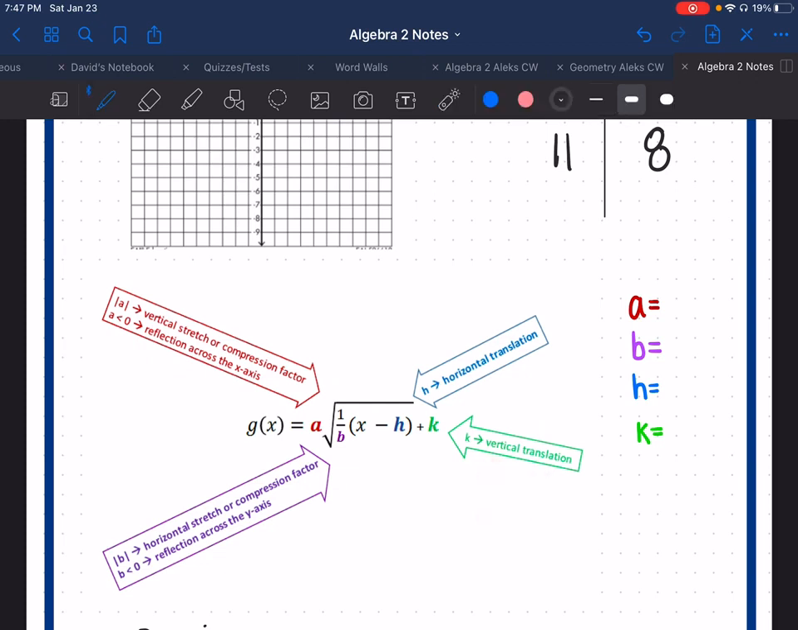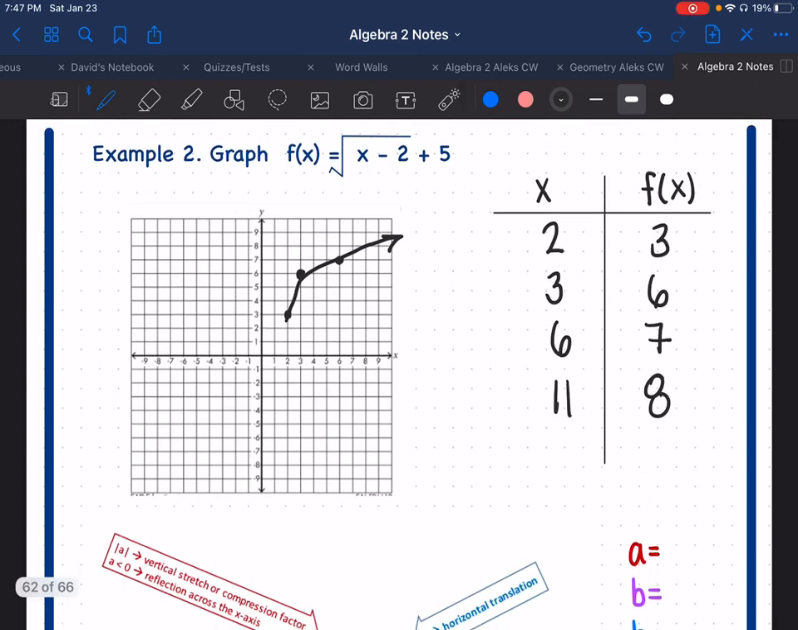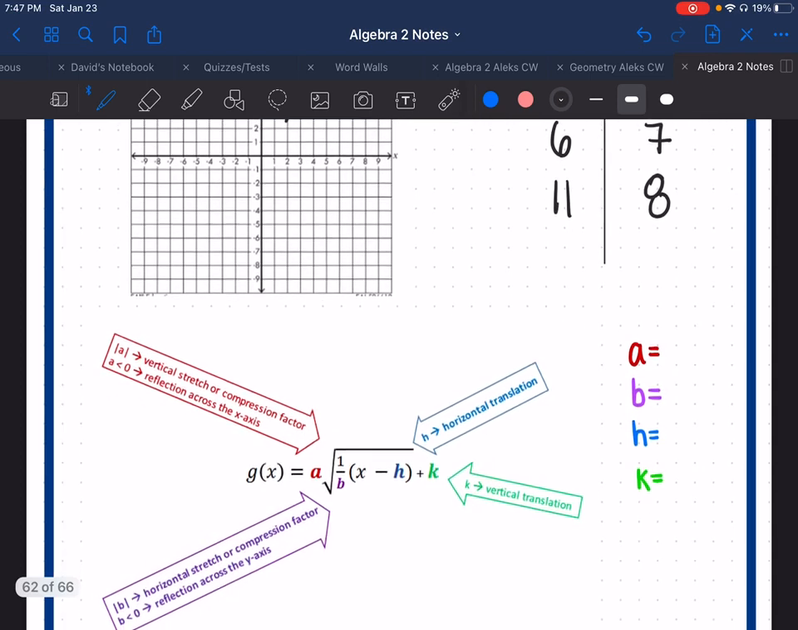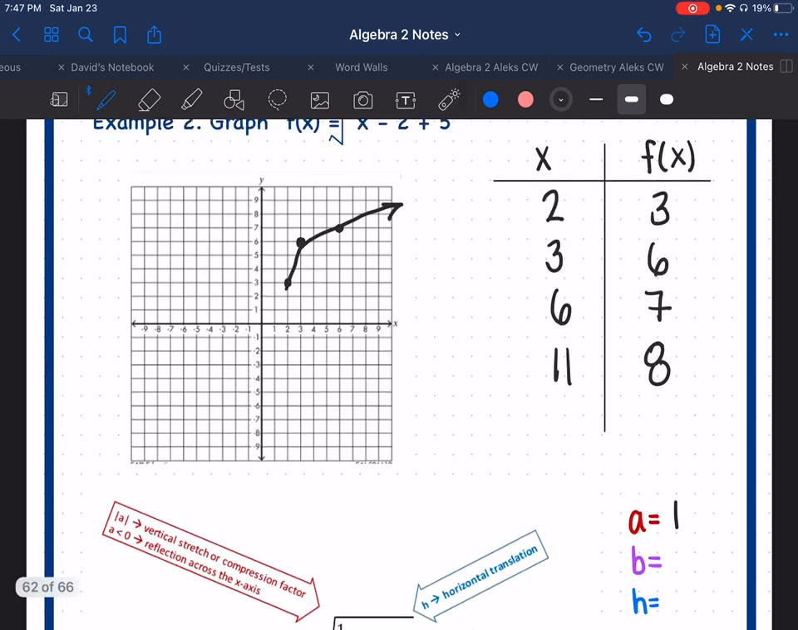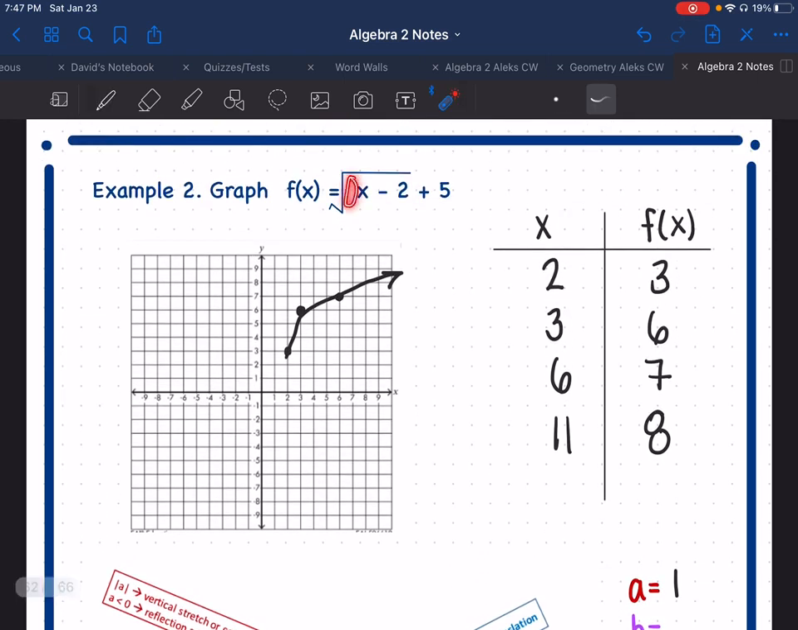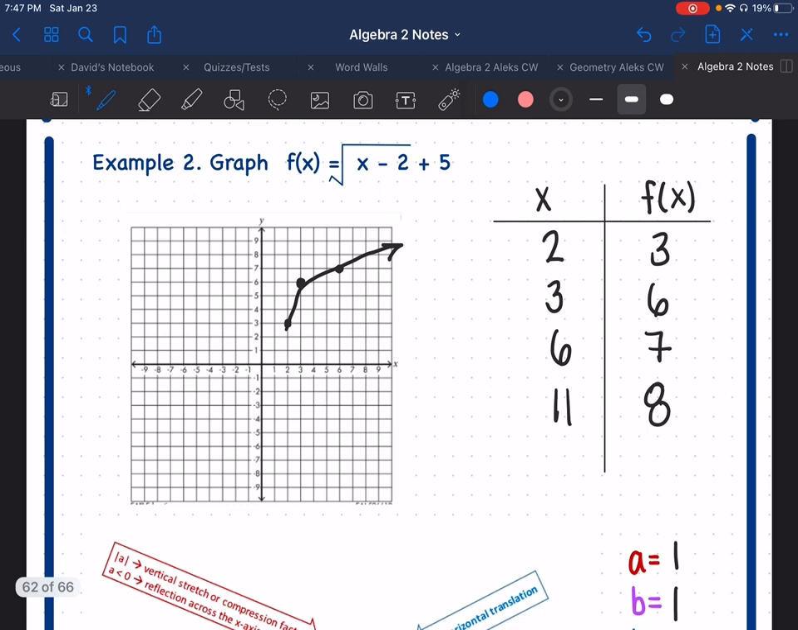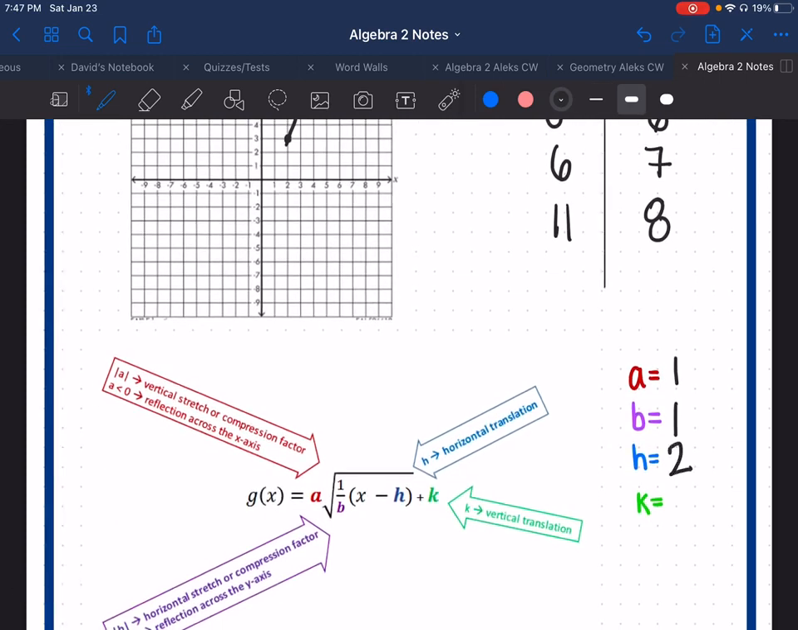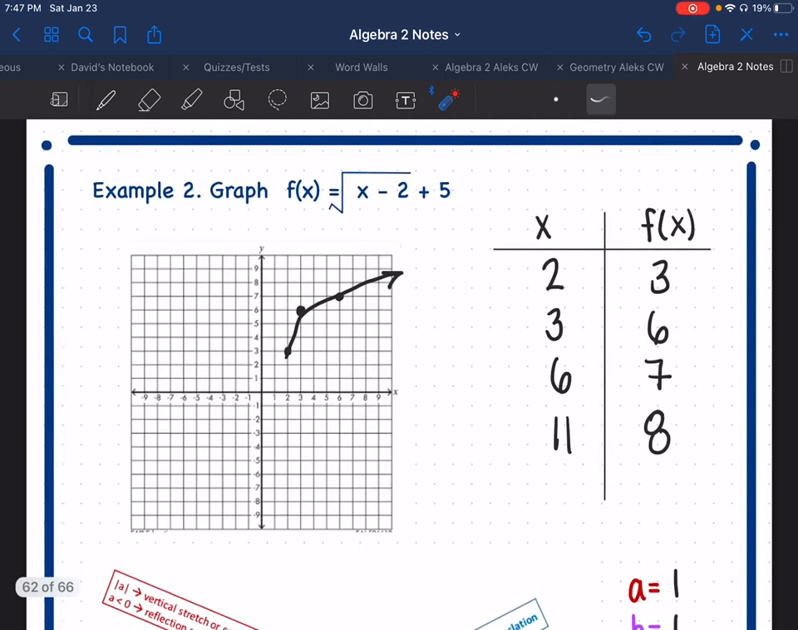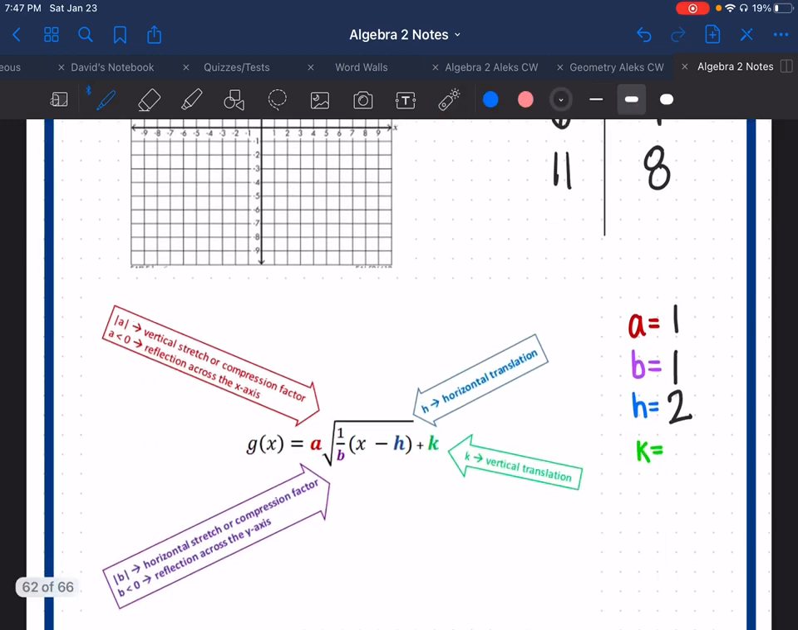Let's go ahead and take a look at this function that we had at the top. So notice there is no a value, so I would call that 1. Okay. There was no b, right? There's no b value right here, so I would go ahead and call that 1. Here is my h value right here. It looks like -2, but it's really +2. And then, of course, right here is my k value, and it is +5.